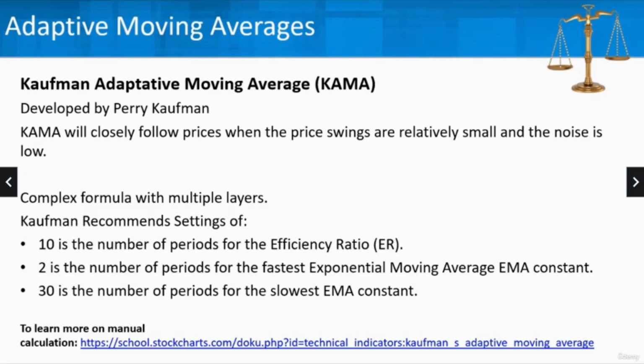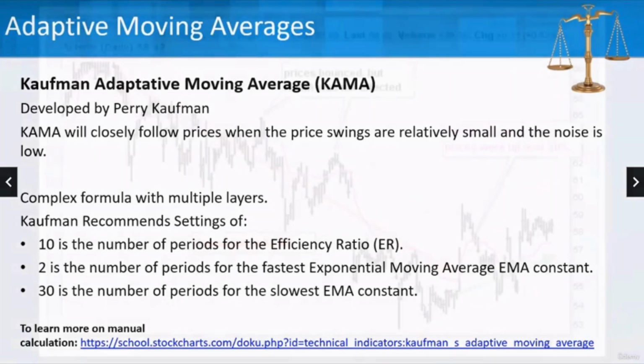It's got a complex formula, with multiple layers, and they actually have some recommended settings. Sometimes you can change the settings, but they have recommendations around those settings. You know, 10 being the number of periods, 2 the number of periods for a fast EMA constant, and 30 the number of periods for a slower EMA constant. Those would be the traditional numbers you'd enter: 10, 2, and 30. If you choose a Kaufman moving average in your platform, it'll actually prompt you for that. I have a link there if you want to really learn the whole math behind it. You can find that out as well.